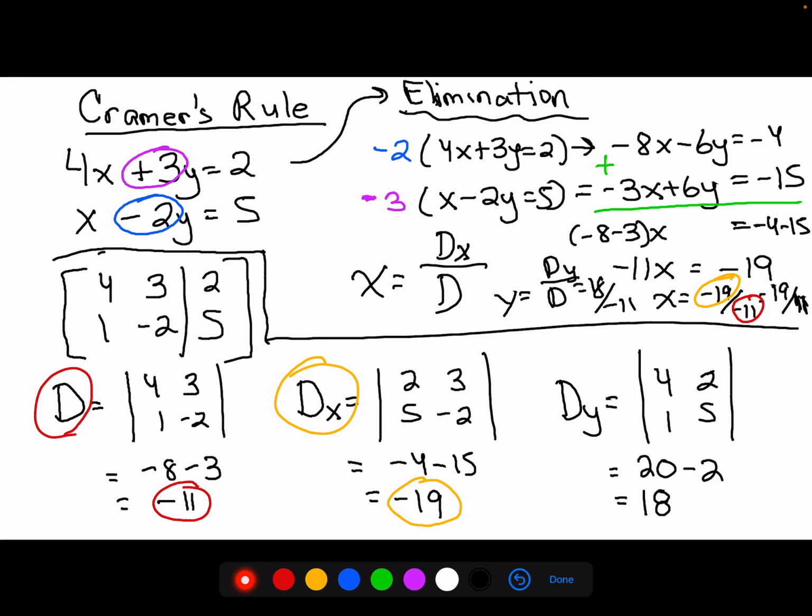So if you went ahead and plugged the -18/11ths in, you would get that answer. Pretty cool, huh? It's pretty neat how that works out, right? So that's a new tool now. It's called Cramer's rule.